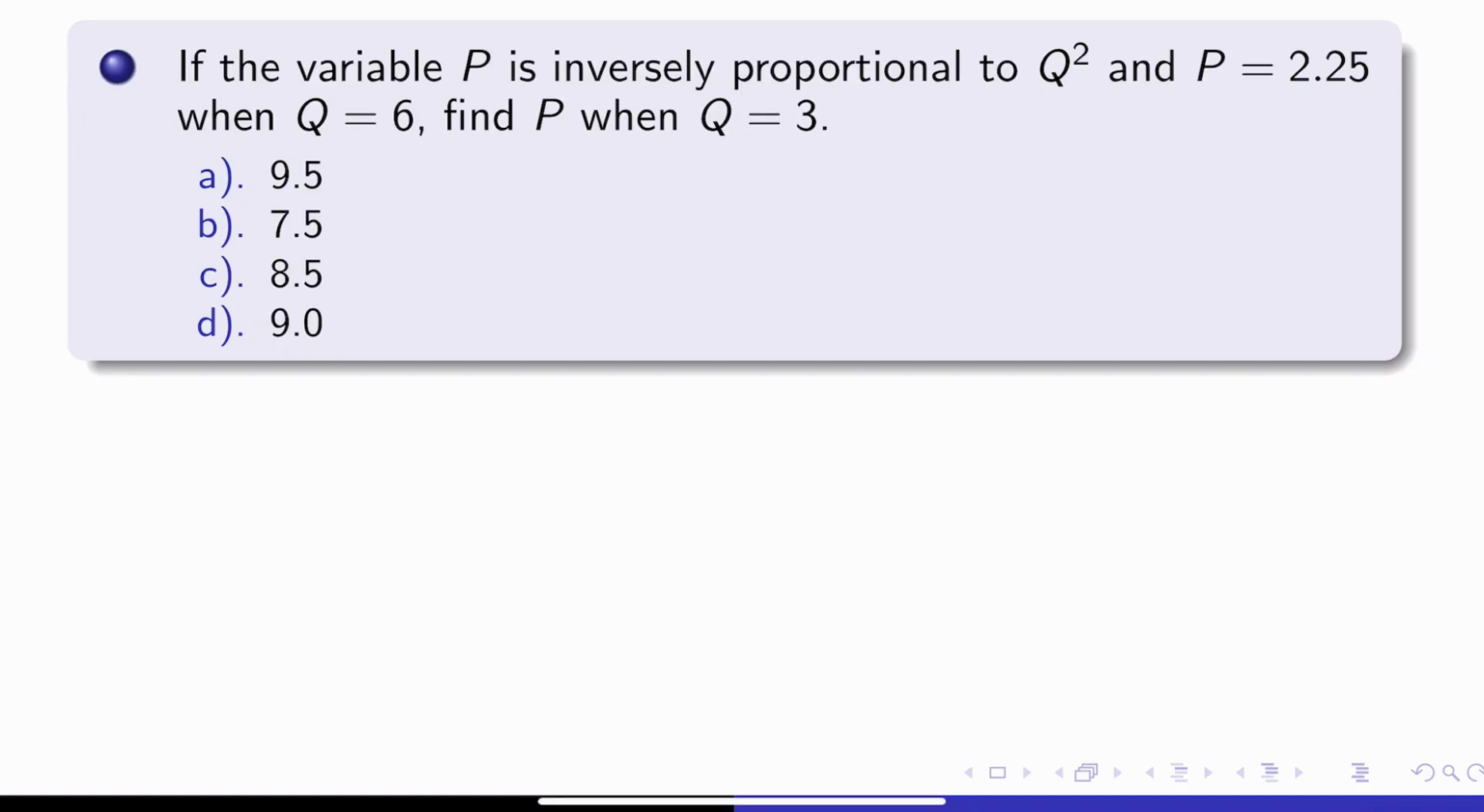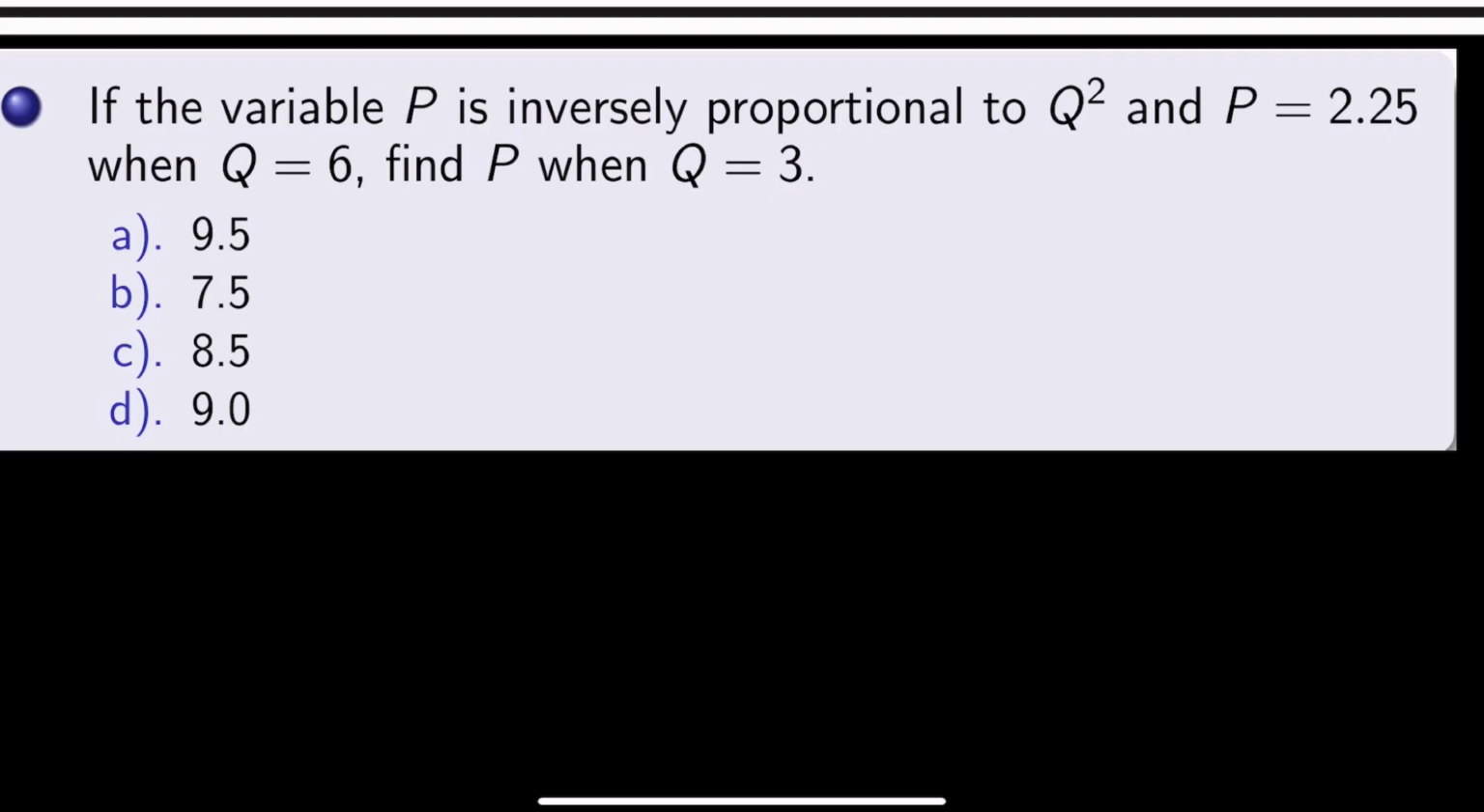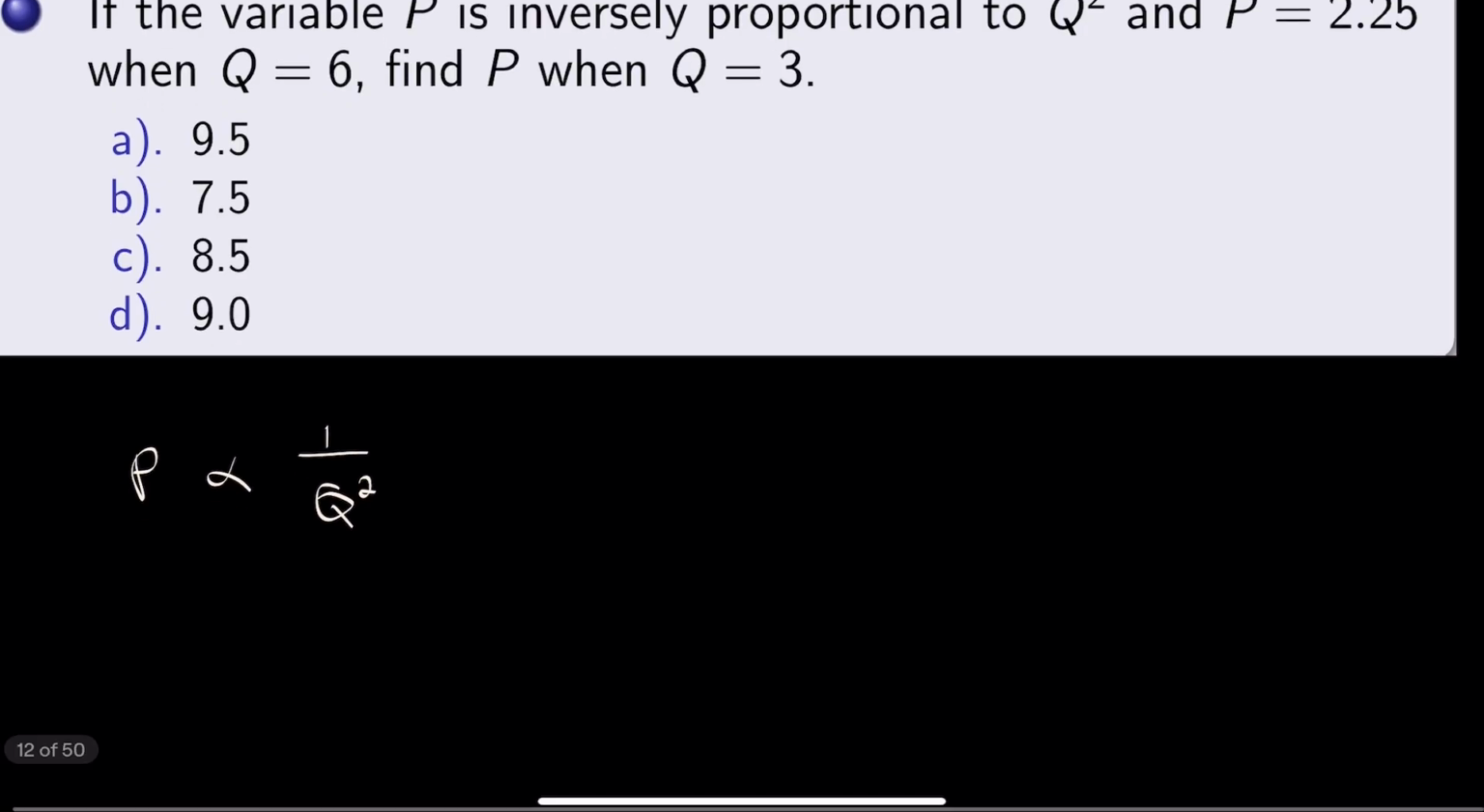Question number 3. If the variable p is inversely proportional to q squared, and p is equal to 2.25 and q is equal to 6, find p when q is equal to 3. From the question, we know that p is inversely proportional to q squared. And so the expression is going to be p is inversely proportional to q squared. So now we equate these, so that we bring in the constant of proportionality. So that's going to be p equals k on q squared.